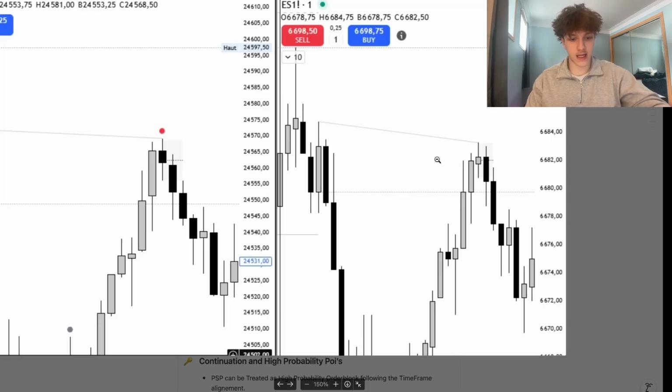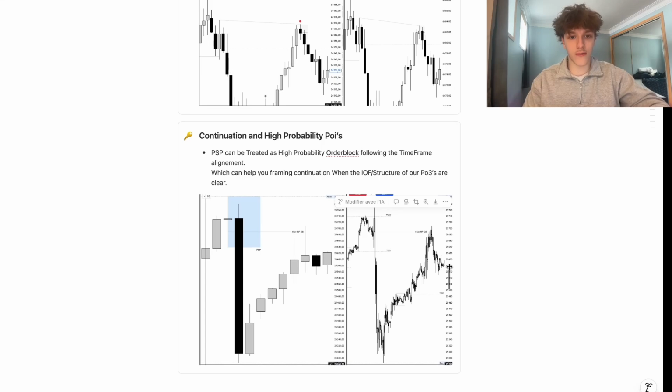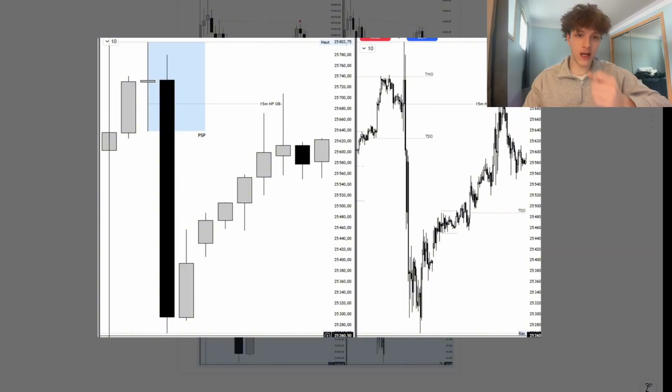So it can be used to, like I said, frame entries or time reversal. It can also be used for continuation and high probability POIs, like I just mentioned. What I meant by that is that a PSP can be treated as a high probability order block following the time frame alignment, which can help you frame continuation when institutional order flow and structure of our power of threes are clear. I saw many videos about people saying that, let's say we have a 4-hour PSP, the 1 hour order block inside of it will be high probability, but that's not real. We need to follow the time frame alignment every time.